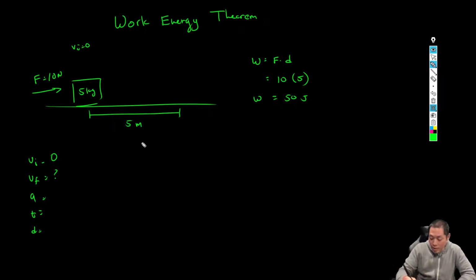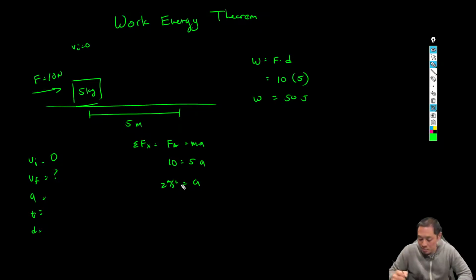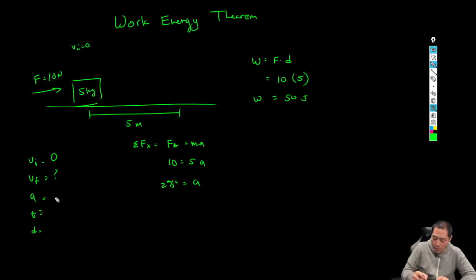Acceleration we can find because the sum of all forces is equal to M times A. Sum of all forces in the x direction is equal to, well, right now there's only one. We're not worried about friction, so it's just the force applied equals MA. The force applied is 10, mass is 5, so A in this case is 2 meters per second squared.